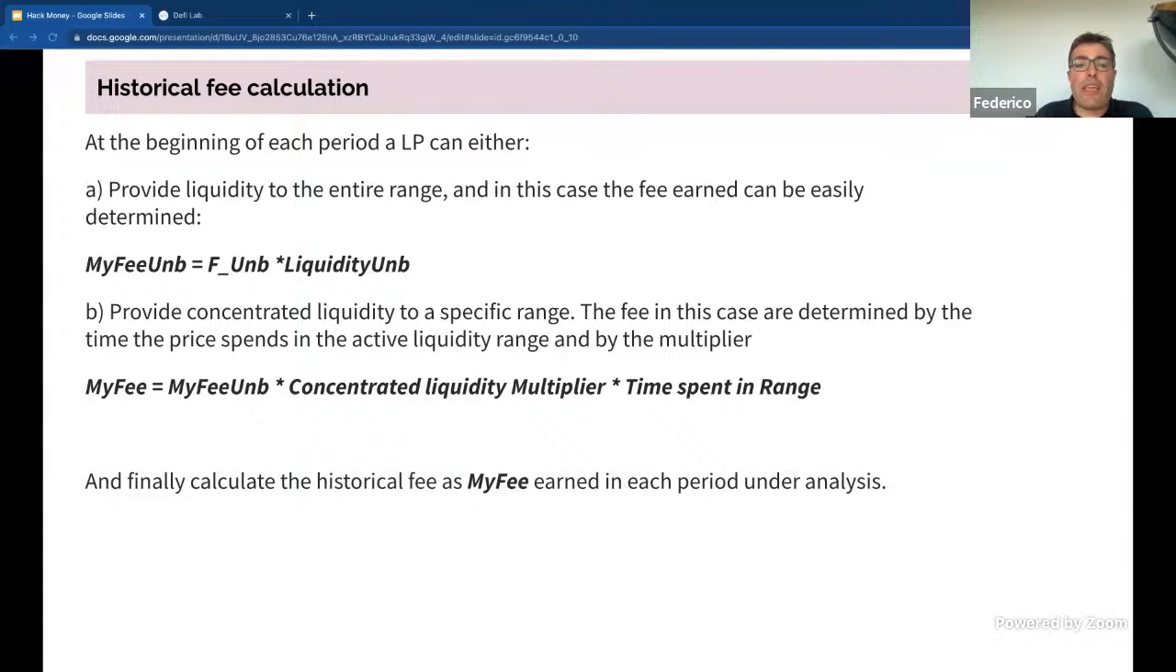Otherwise, option number 2, they can provide a concentrated liquidity position specifying a custom range that they choose. In this case, the fees that they can collect can be calculated as the fee that they would have collected with an unbounded position, multiplied by the concentrated liquidity multiplier, multiplied by the time that the price spent in the selected range. We should repeat this calculation for each period in the time frame, and finally sum all the values to determine the fees that were generated.